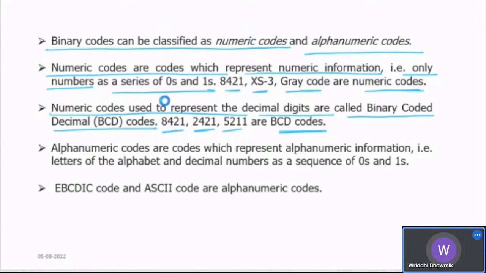Alphanumeric codes are codes which represent alphanumeric information, that is letters of the alphabet and decimal numbers, as a sequence of zeros and ones. EBCDIC and ASCII code are the alphanumeric codes.